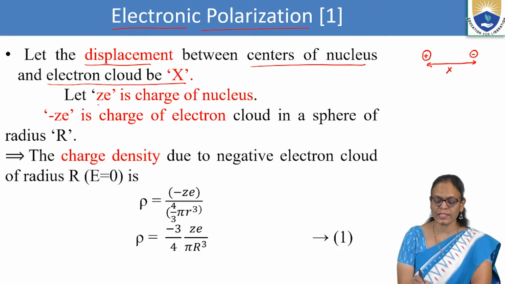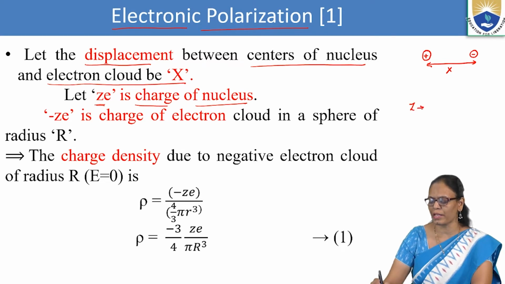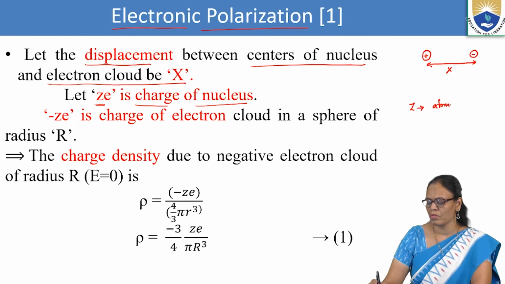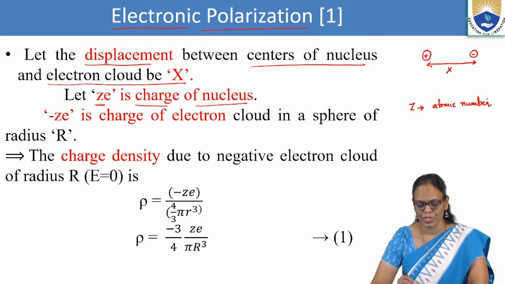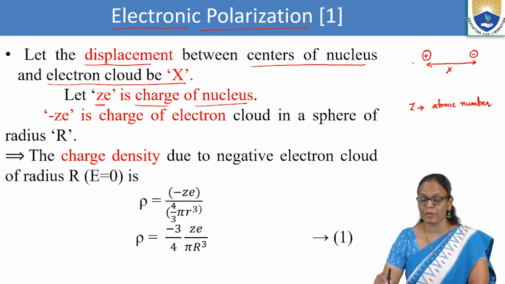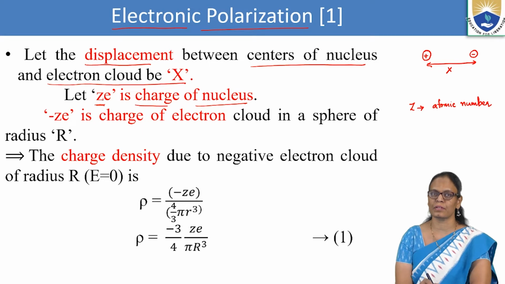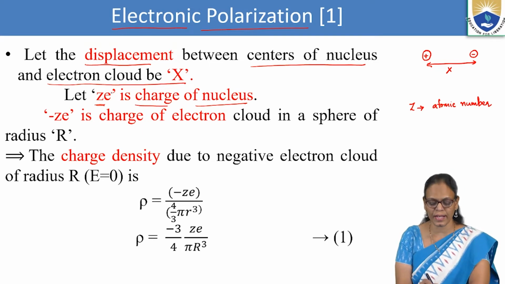Now, what is the charge on the nucleus? The charge on the nucleus is given by Ze. Z is the atomic number. When we talk about the nucleus, it is the number of protons that contribute to the charge of the nucleus. They are positive, and it depends upon the number of protons, which is dependent on the atomic number. So let Ze be the charge of the nucleus.